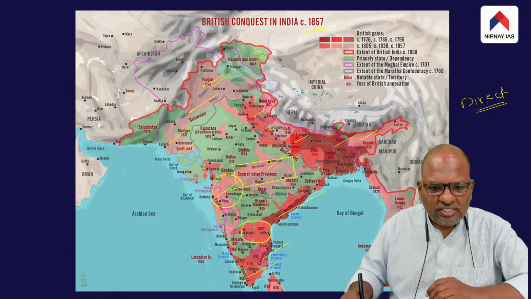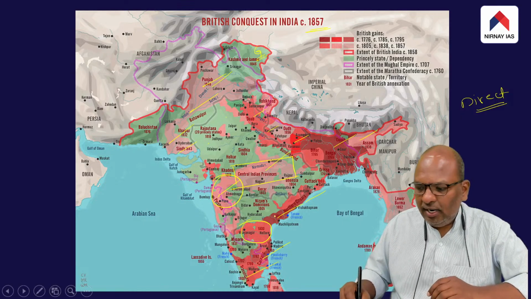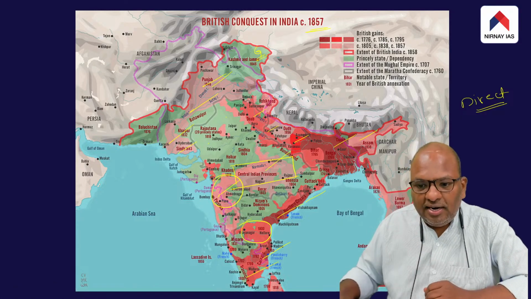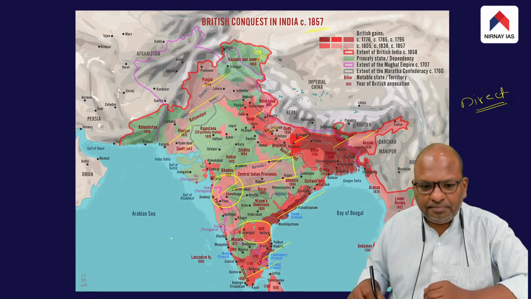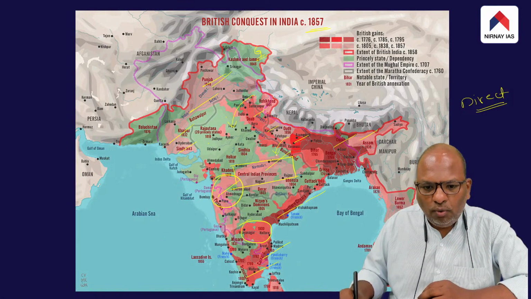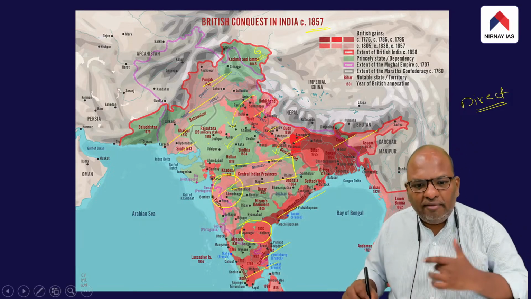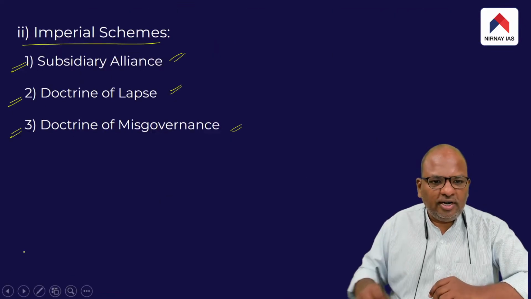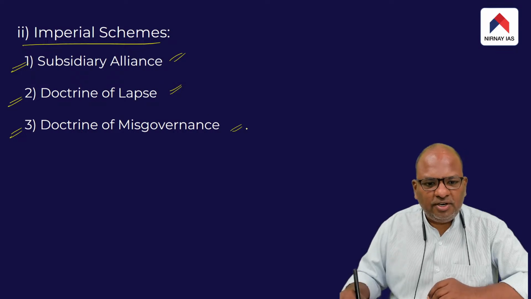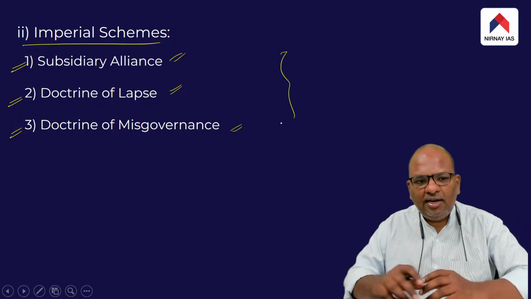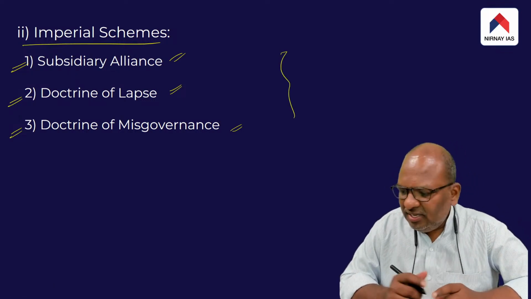But mind you, these light green marked regions still remained under the control of various Indian rulers. Of course, the British established their indirect control over these princely states through a variety of instruments: the doctrine of subsidiary alliance, doctrine of lapse, and doctrine of misgovernance. In some other class, I will be taking up discussion on these three topics. Is this clear to you all?